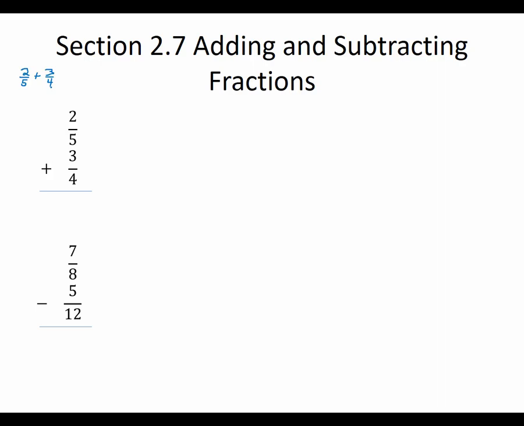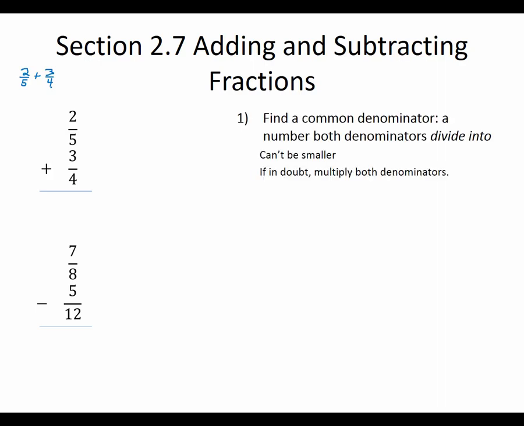So here's our process for adding and subtracting fractions. The very first thing that you're going to need to do is find a common denominator for both of those fractions. I'm going to take a look at the two denominators of 5 and 4 and see if I can find a common multiple of both of those. A common denominator cannot be smaller than either of the two denominators. It has to be a multiple of both of them. So I'm looking at multiples of 5 and multiples of 4.